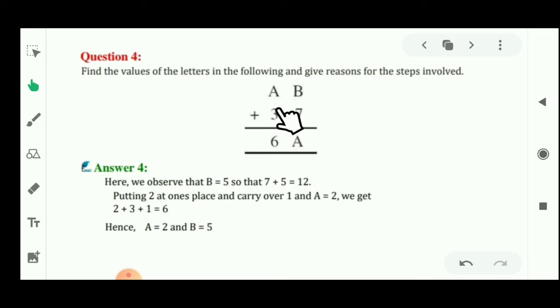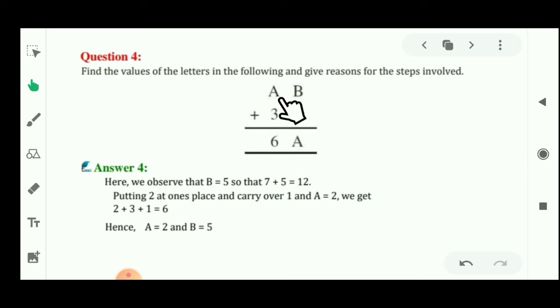Similarly, A, B and A, that means in this question we have to find out the value of A and B. Let's see the solution of this question. Firstly, we will assume the value of B here. If we observe that B is equal to 5, that means 7 plus 5 is equal to 12. So 5 plus 7, that means 12. 2 should be noted here, and 1 is a carry, 1 plus 1 plus 3, that means 4, and the answer should be 6.